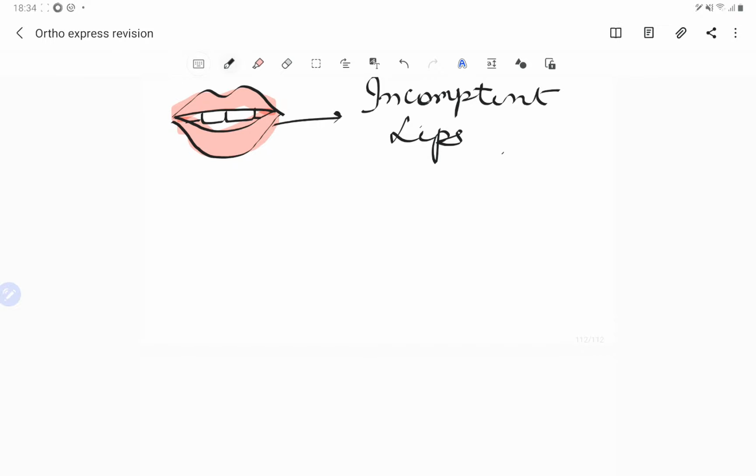Then we have the potentially competent lips, the other potentially incompetent lips. So the lips are normal in size, but they fail to provide a lip seal because of the proclined incisor teeth. Because the incisors are proclined, they cannot provide a lip seal, and this kind of lips we call potentially incompetent lips.